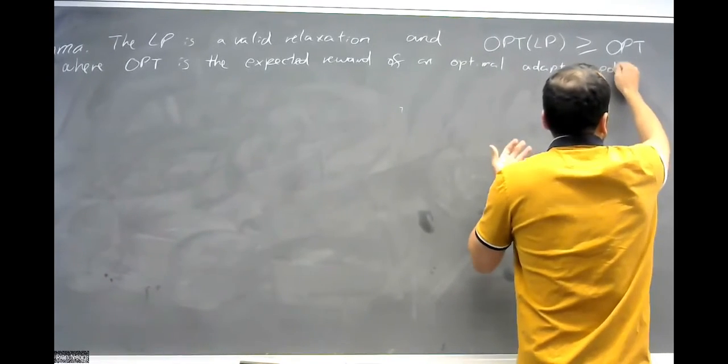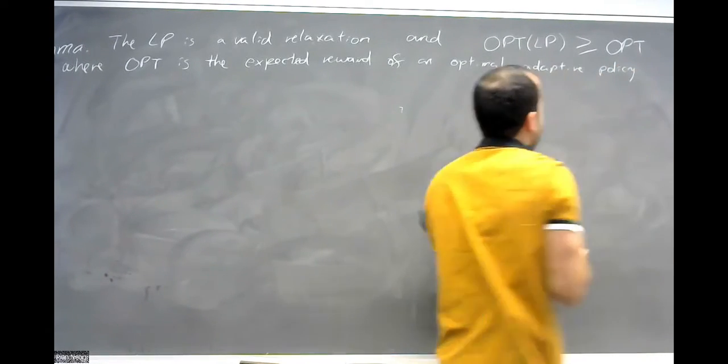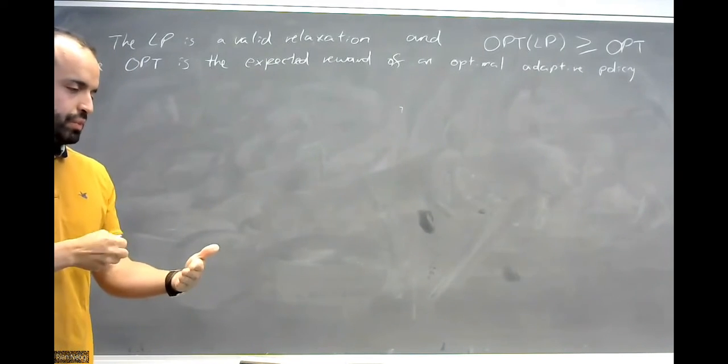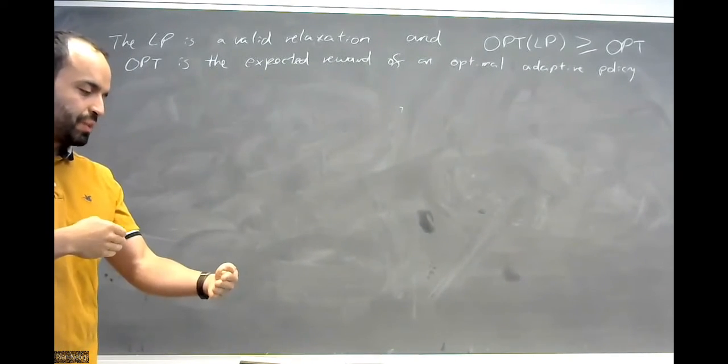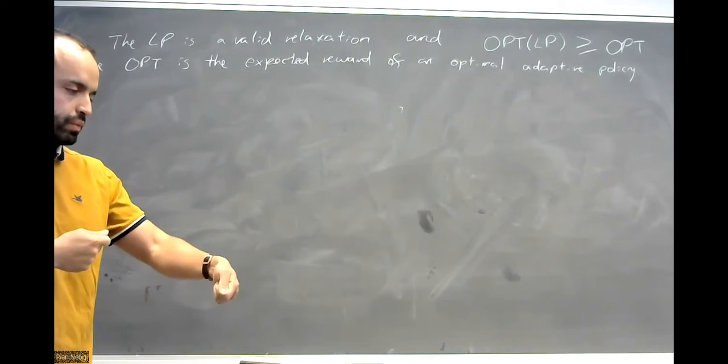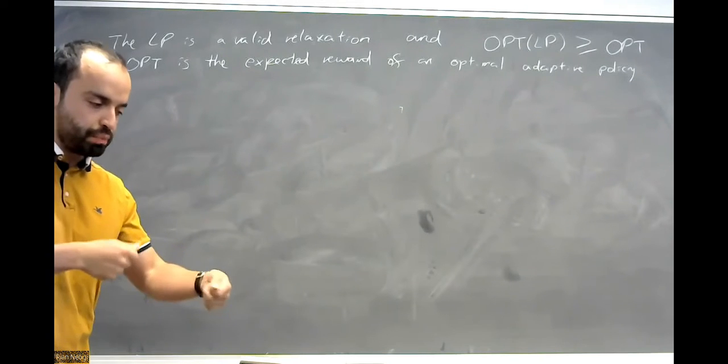We will call these algorithms adaptive policy. They're called adaptive because adaptive means that you are allowed to make decisions once after you start processing the items.